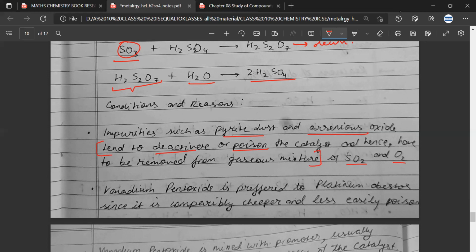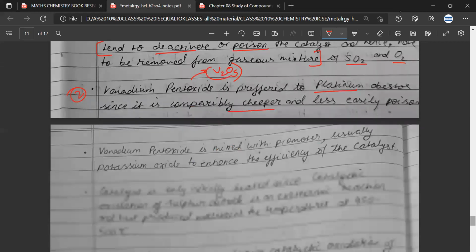Vanadium pentoxide is preferred to platinum asbestos. So this is the second condition in the manufacture of sulfuric acid. Vanadium pentoxide, whose chemical formula is V2O5, is preferred to platinum asbestos. You only need to remember platinum since it is comparably cheaper and less easily poisoned. Comparably cheaper in the sense that platinum is very, very expensive and vanadium pentoxide is comparatively less expensive. Okay, let's move on to the next reason.